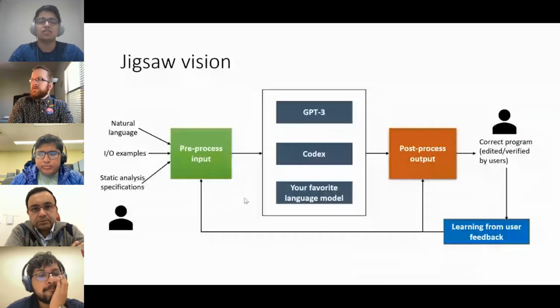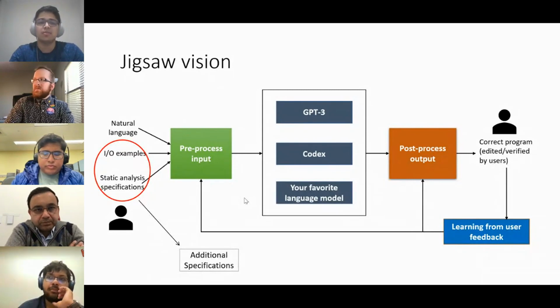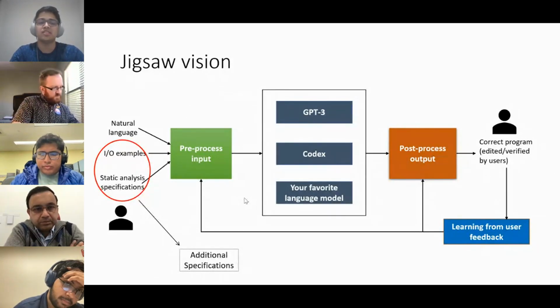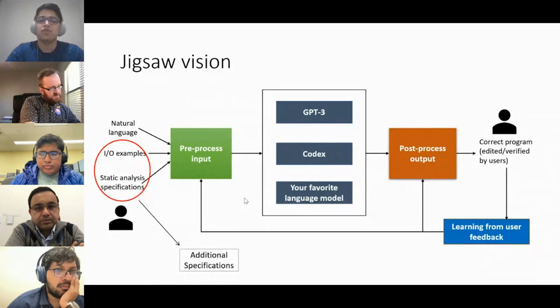Let me outline the Jigsaw vision for you. We have a stacked architecture like this. At the start, you'll see some inputs. You see natural language, but apart from natural language, we also take some form of additional specification. These may be input-output examples, tables for table manipulation tasks, or they might be as abstract as static analysis specifications. Next, we take these inputs, primarily the natural language input, and pass them through a pre-processing module, which will build the correct context prompt for few-shot learning for these models. It will find relevant examples and give them as input to GPT-3 or Codex or any other language model, because we have a plug-and-play architecture. You can use any new model if you want.